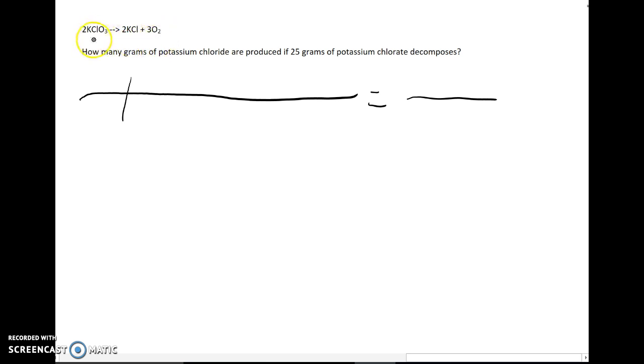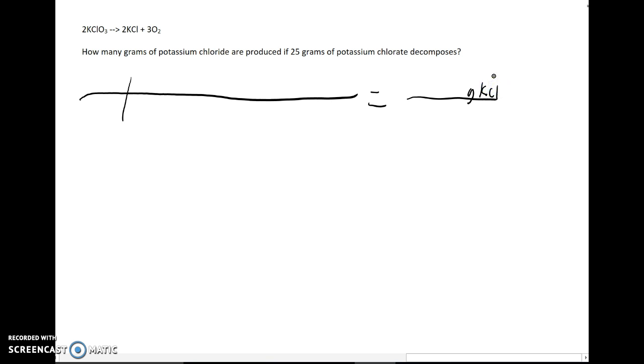And some nomenclature is really important in this problem because I have KClO3 here and I have KCl. So the difference between potassium chloride and potassium chlorate is extremely important. We know that polyatomic ions typically end in ate or ite, so that's the KClO3. So potassium chloride, ending in ide, is just KCl. So it is asking me for grams of KCl, or grams of potassium chloride.